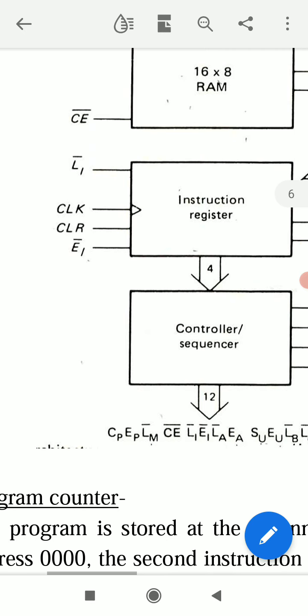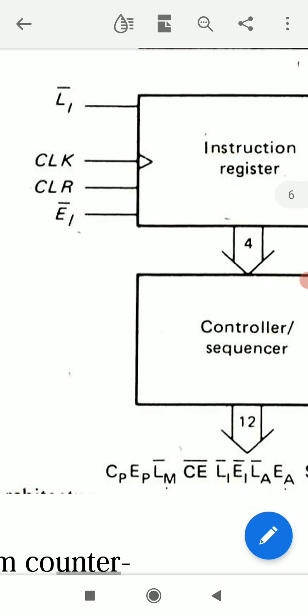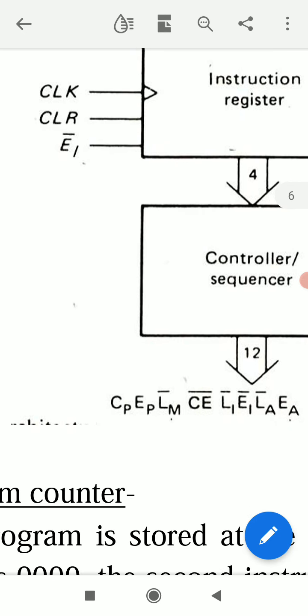Then LI bar, EI bar from instruction register. I for instruction register. LI bar, L means load, LI means load instruction register. LI bar is active when LI bar is 0. EI bar, enable instruction register. E means enable, I means instruction register. EI bar is active when EI bar is 0.